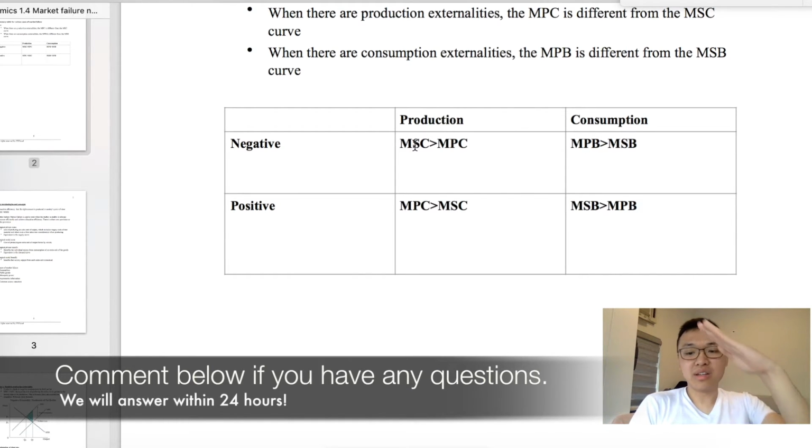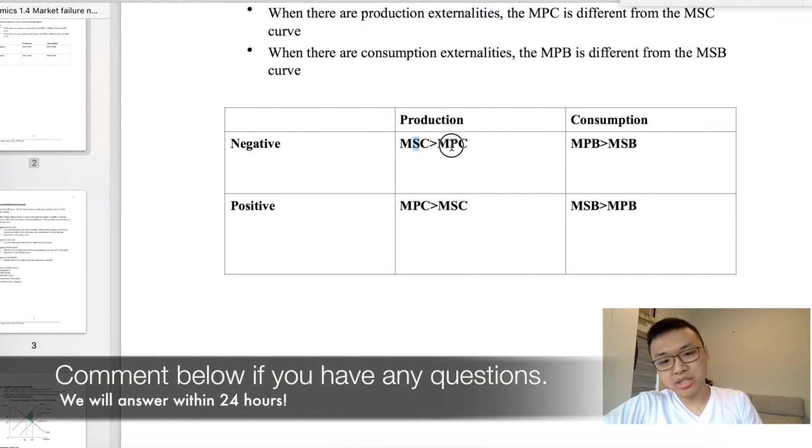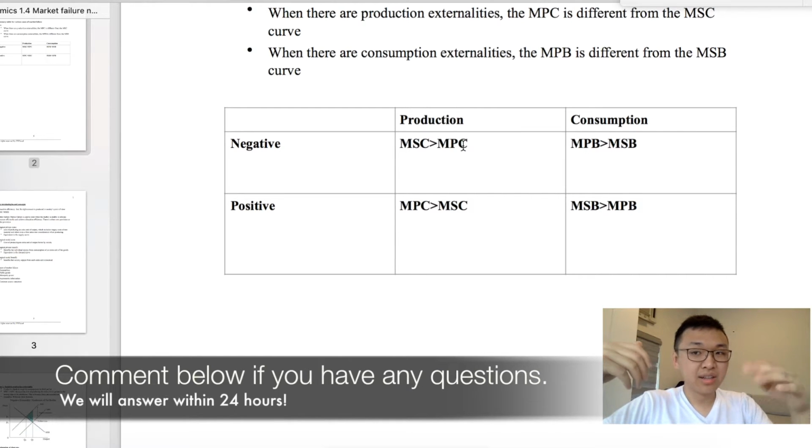One is the MSC, one is the MPC. You just need to think which one is higher, MSC or MPC, right? Negative production means that the production has negative effects on third parties, on society. So think, is the social cost greater or the private cost? Obviously it's the social cost, right? Because it harms the society as a side effect. So that's why the social cost is higher than the private cost.